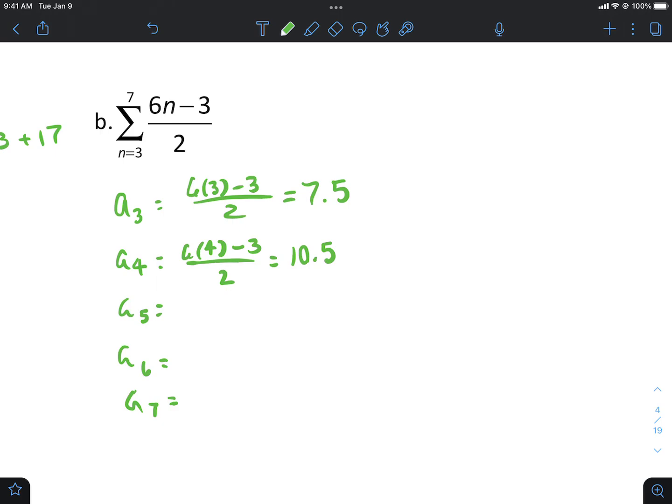And then you can kind of rinse and repeat here. It's going to be 6, I guess, times 5 minus 3, divide by 2. That'll be 30 minus 3, that'd be 27. 27 over 2, that would come out to 13 and a half. And you can kind of see a pattern each time here you're adding 3. So once you start kind of catching on, you can skip a few steps if you see a pattern.